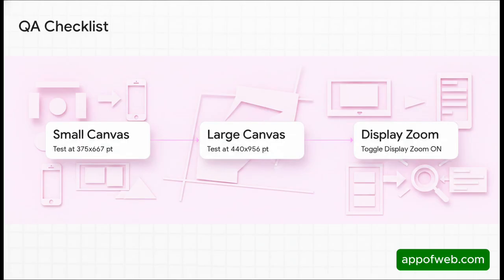Let's log all this in with your final QA checklist. You need to aggressively test on the smallest 375-point canvas, then verify the largest 440-point canvas, and always run a pass with display zoom turned on. It shrinks your logical canvas and will instantly break any layout that's too rigid.